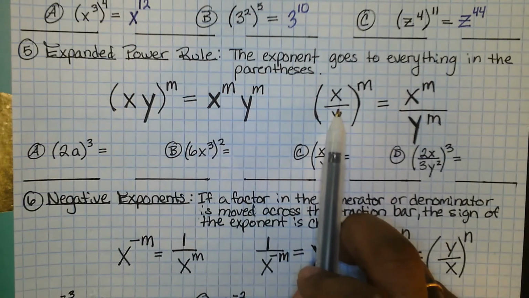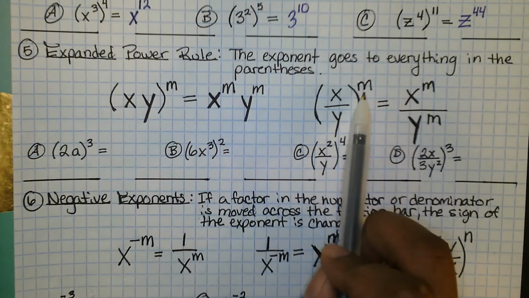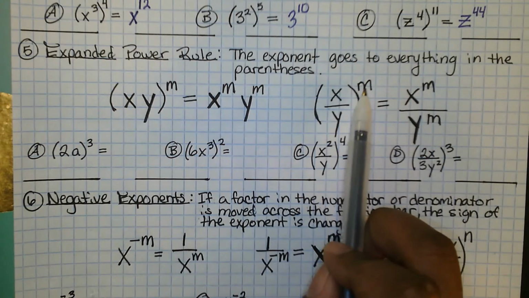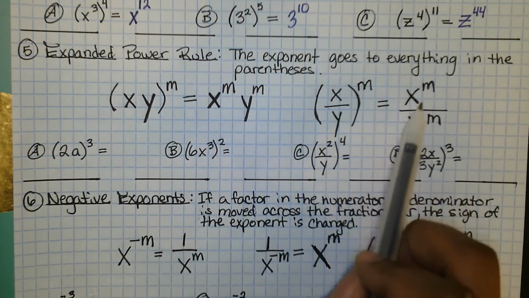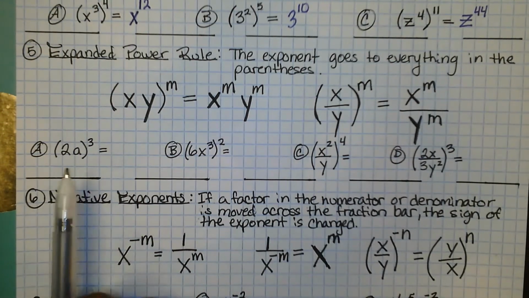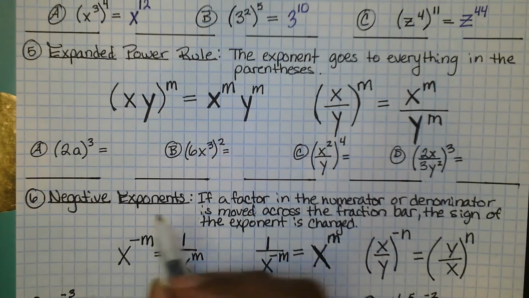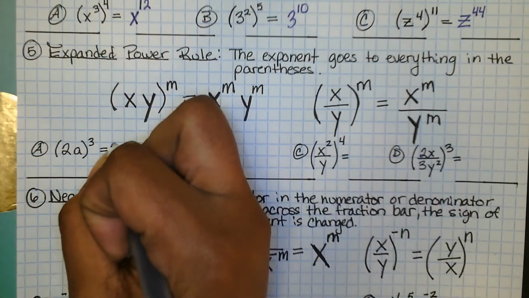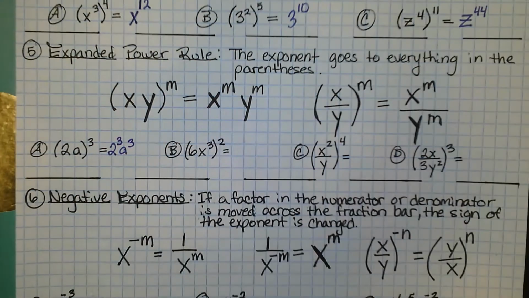Same thing if it was a fraction. X divided by y raised to the m power. So the m goes to whatever is in the parentheses. So it'll be x to the m power divided by y to the m power. Okay, so let's put this with some numbers so you can understand. The first example is 2a raised to the third power. So what that means is this is 2 to the third power times a to the third power.